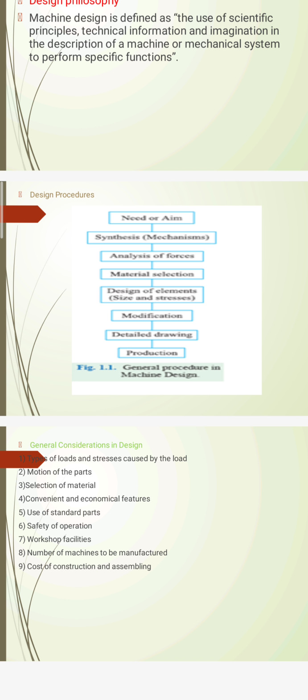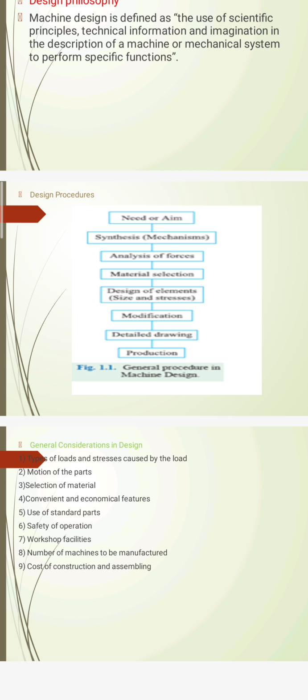Fourth is convenient and economical features. While you are designing any machine component or machine, the machine should be convenient to operate and cost-wise economical for the customer to purchase. For example, when you buy any product for daily needs, such as a mobile, what will you choose? You will choose on cost, and it should have convenient and economical features for a customer.